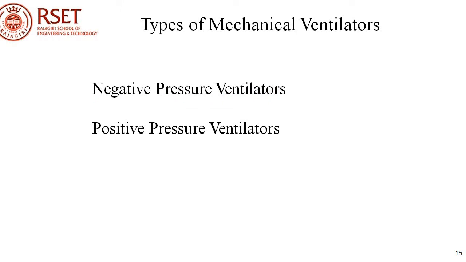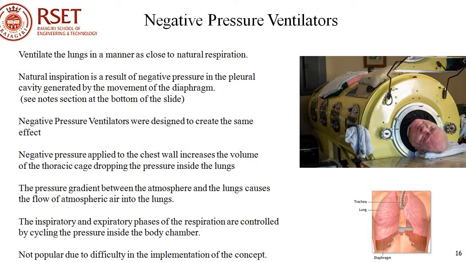Negative pressure ventilators and positive pressure ventilators are two methods used in mechanical ventilators. Negative pressure ventilators ventilate the lungs in a manner close to natural respiration. Natural respiration is a result of negative pressure in the pleural cavity generated by the movement of the diaphragm.